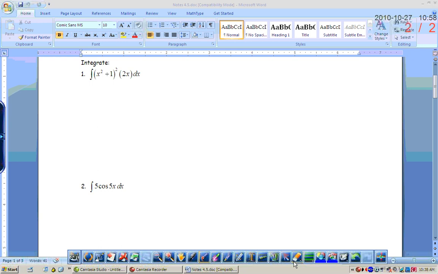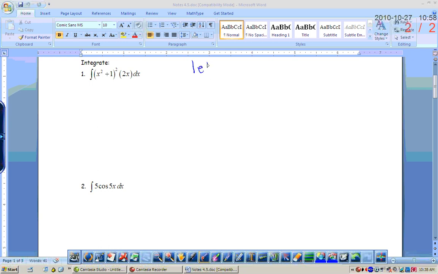And what we're going to do is integrate using substitution. I'm just going to work through the first example to show you how it is, and I think you'll catch on pretty quickly. In order to integrate number one using the power rule, which is really the only way that we know how to integrate, we'd have to FOIL out the x squared plus 1 quantity squared, and then we'd have to distribute the 2x. Does anyone really want to do that? No, absolutely not. So we're going to use substitution.